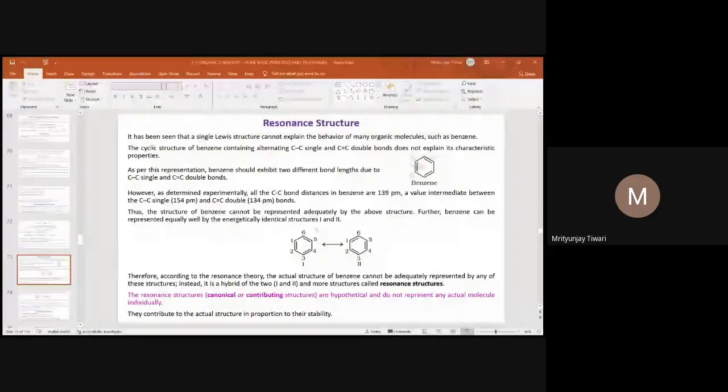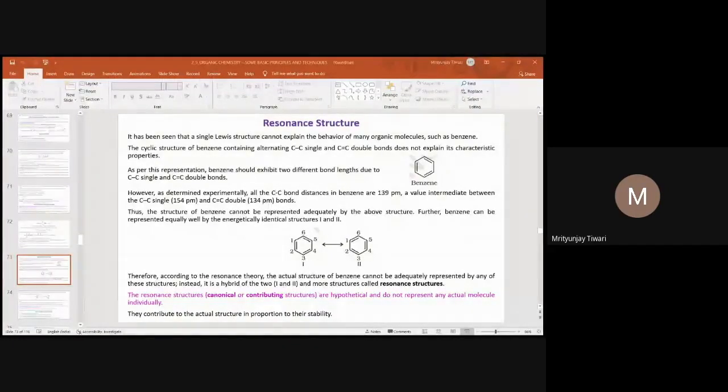Then what shall we do? The difference in different resonating structures will only be in the positions of the loosely bonded electrons, meaning the positions of pi electrons or the lone pairs. These are loosely bonded electrons, and their positions may change, but the number of odd paired electrons must be the same in all the resonance structures.